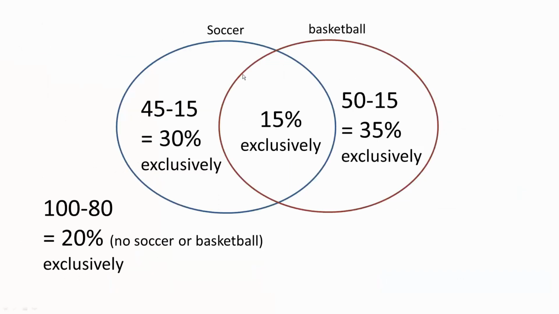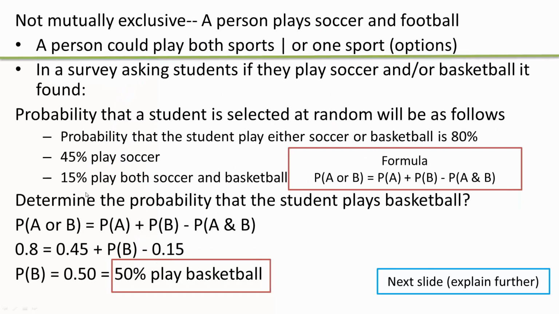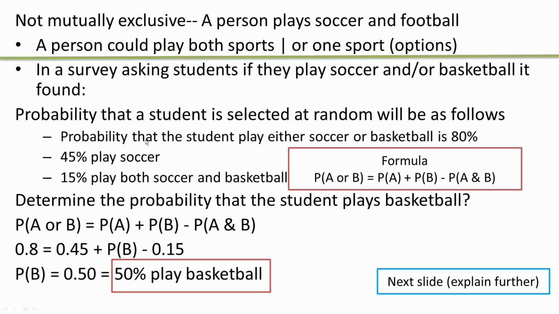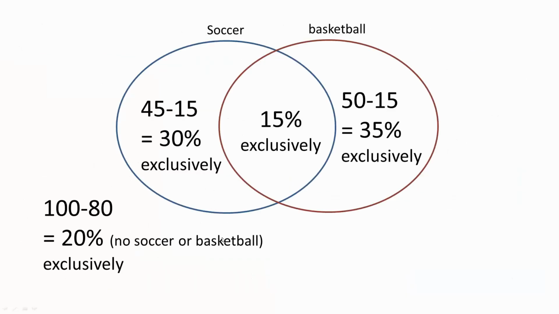So we know that 15% plays both sports, because it says it here: 15% play both soccer and basketball. 45% play soccer. This 45% is also including people who also play basketball. So if I want to know just the percent that play exclusively soccer, I would say 45 minus 15 to get 30%. In this statement, we said probability that the student plays either soccer or basketball is 80%. This means that 20% does not play soccer or basketball.